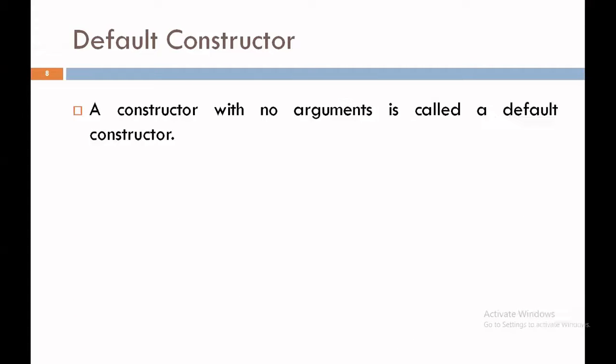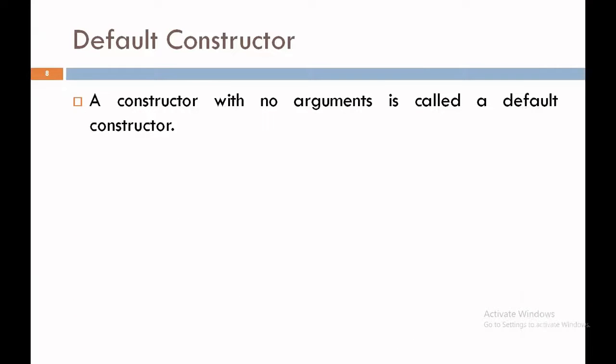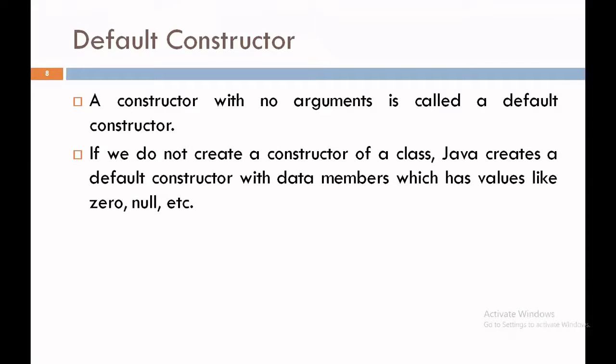What is a default constructor? A constructor with no argument is called a default constructor. We can create a default constructor either implicitly or explicitly. If we do not create a constructor in a class, Java creates a default constructor with the data members having default values like 0, null, etc. That means this is the implicit constructor, which is created by the system itself.